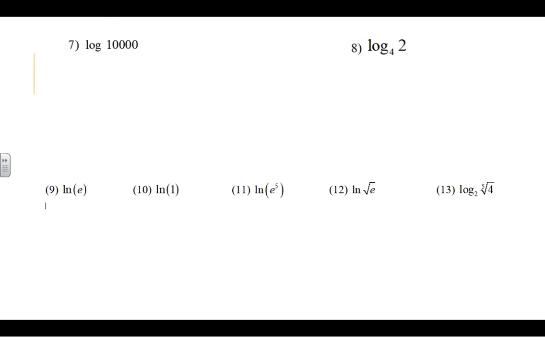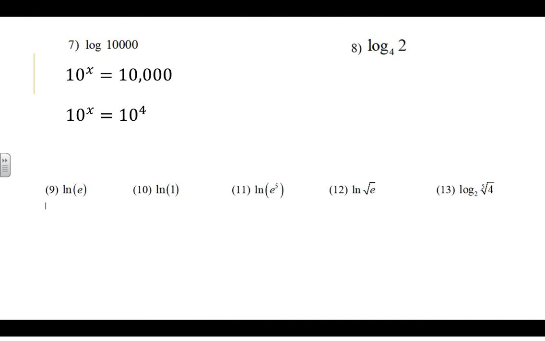Now, common logs, you have to remember, if there's no little base there, what's the exponent on a 10 to get 10,000? 10 is implied. And I love powers of 10 because all you got to do is count your zeros. 1, 2, 3, 4. So x equals 4. All right, number 8.